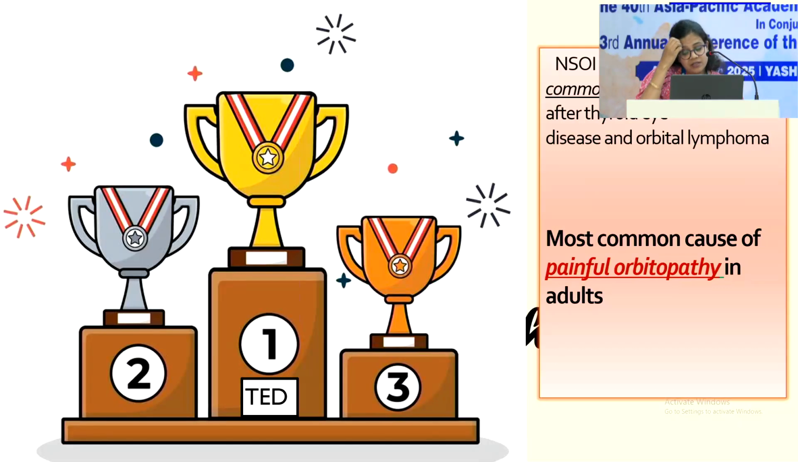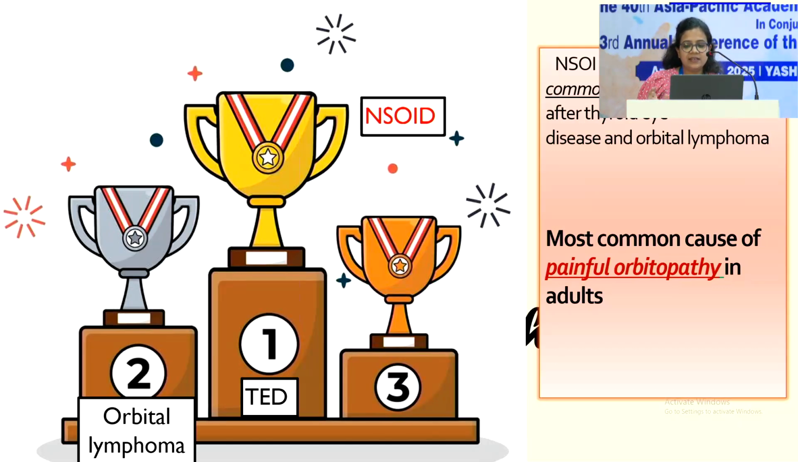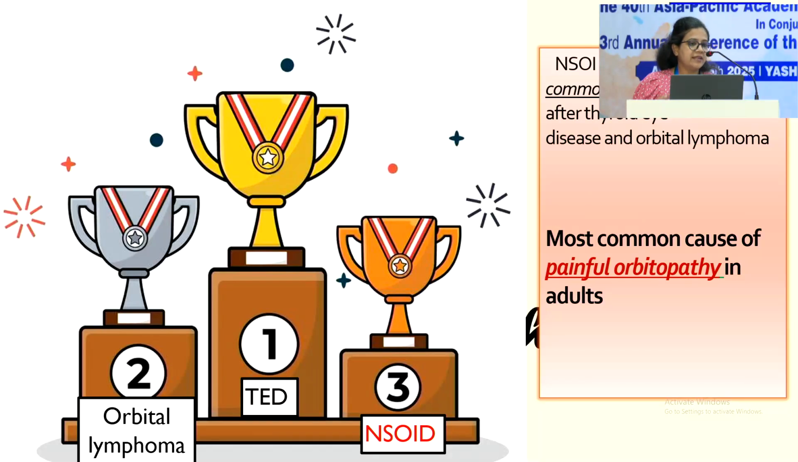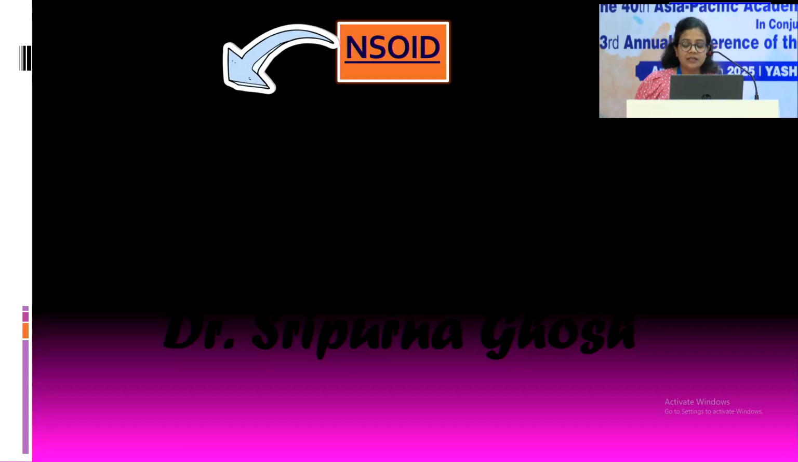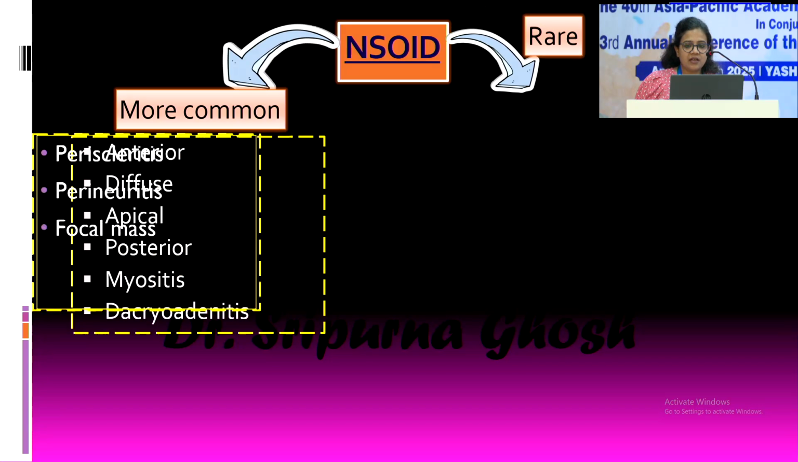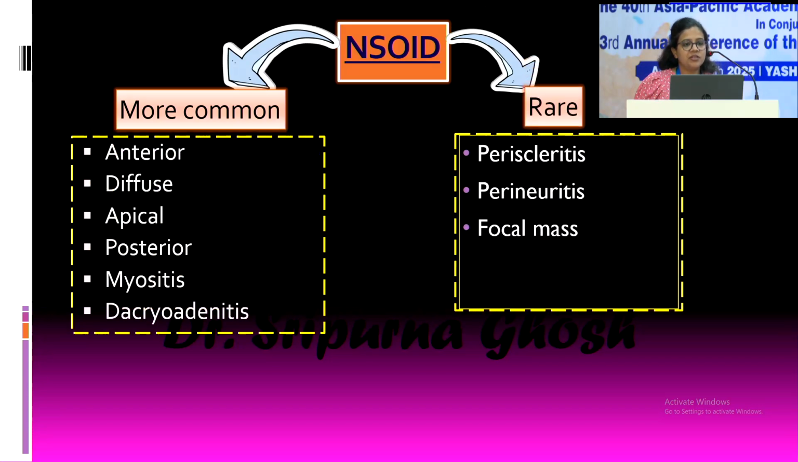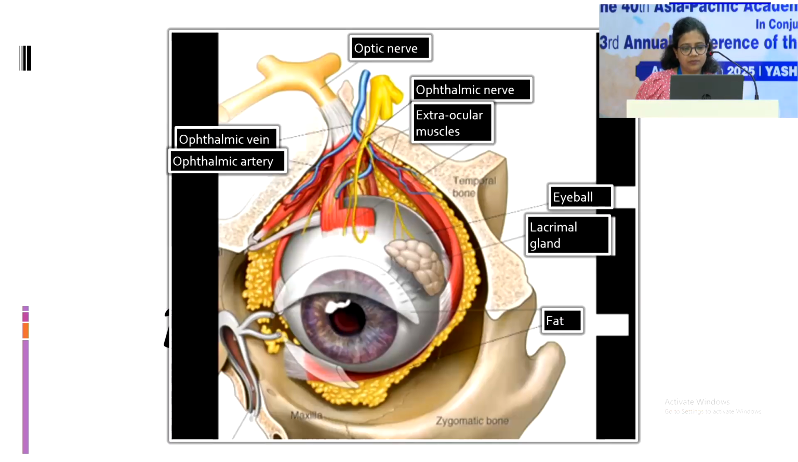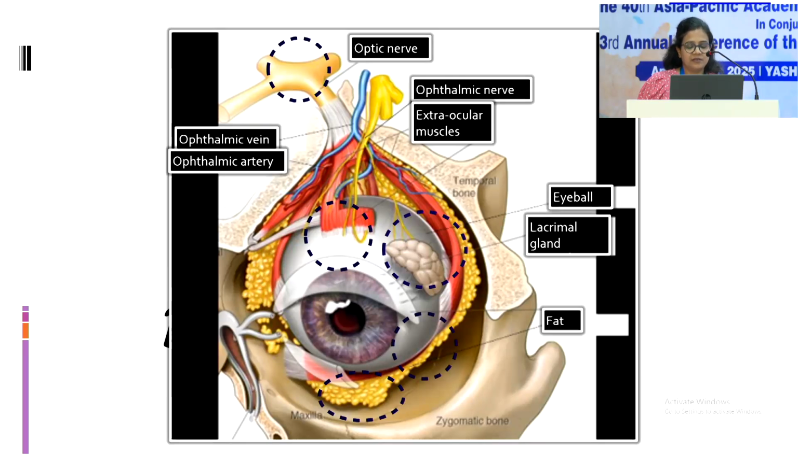In our population, thyroid comes first, then lymphoma, and then comes the painful orbitopathy or NSOID. The common features are based on the location: anterior, diffuse, apical, myositis or dacryoadenitis. The uncommon ones are periscleritis, perineuritis, or focal mass. Always a diagnosis of exclusion. As per the location, most common is the orbital fat, then the lacrimal gland, the insertion of the muscles, the optic nerve, and finally the sclera.